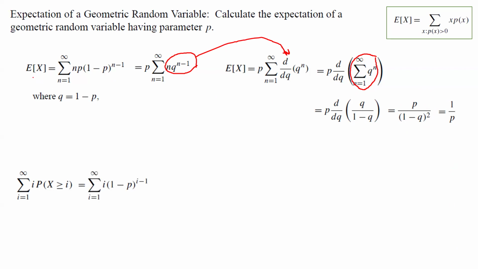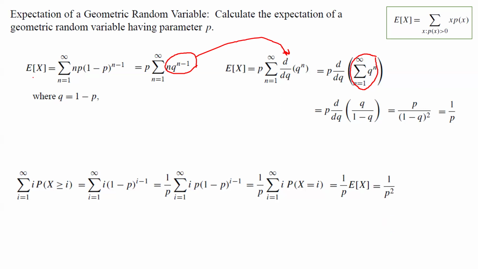So the summation of i times the probability that x is more than or equal to i is the summation of i times 1 minus p to power i minus 1, which can be written as 1 over p, the summation of i times 1 minus p to power i minus 1. This is 1 over p times the summation of i times the probability that x is exactly i, which is 1 over p times the expected value of x. This can be written as 1 over p divided by p, or 1 over p squared. So the expected value of x squared is 2 over p squared minus 1 over p.